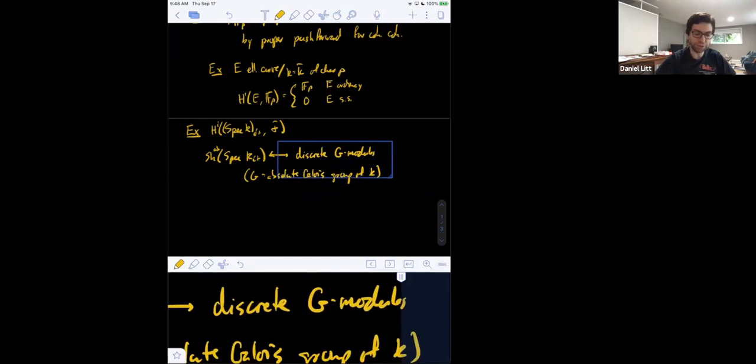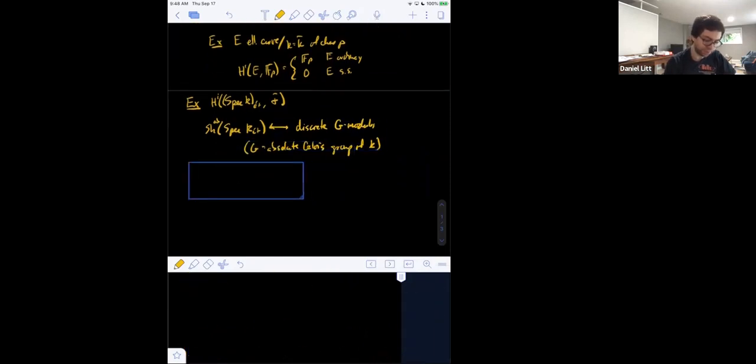Alternatively, given a discrete G-module, you can say what its value is on a finite extension of K by taking the fixed points of the absolute Galois group of that finite extension. Okay, so that's the bijection, and one of your exercises was to check, using Galois descent or étale descent, that it's an equivalence of categories.